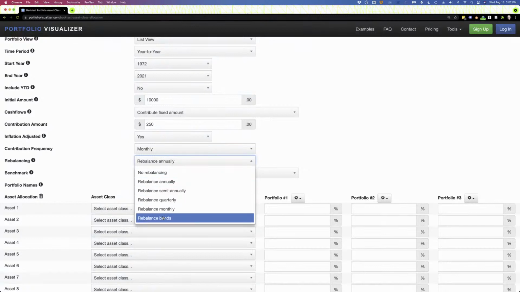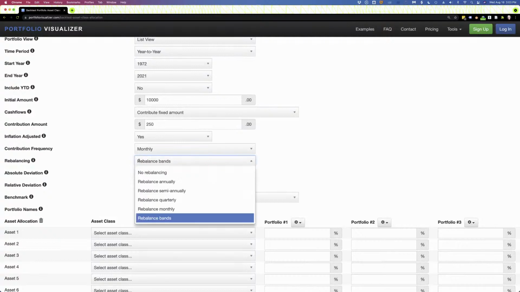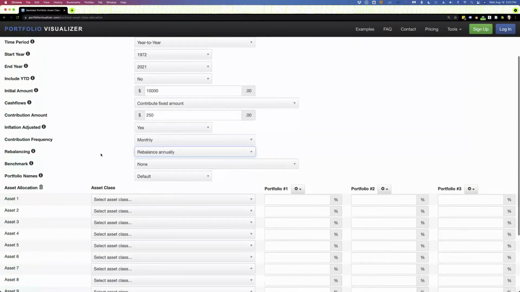No rebalancing. You can also do rebalance bands, which I talked a bit about in the last video on rebalancing. I haven't actually used this feature at all, but that's the concept. We'll look at that in another video, but it allows you to set up bands that allow your portfolio's asset classes to deviate by some amount before it would trigger a rebalance. So we'll just say rebalance annually for now.